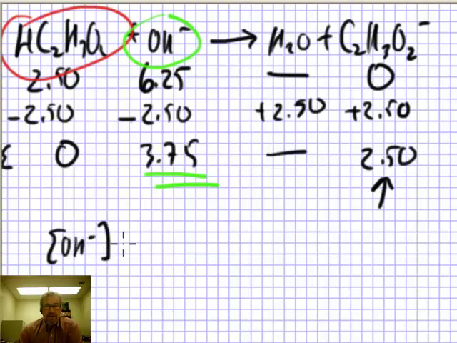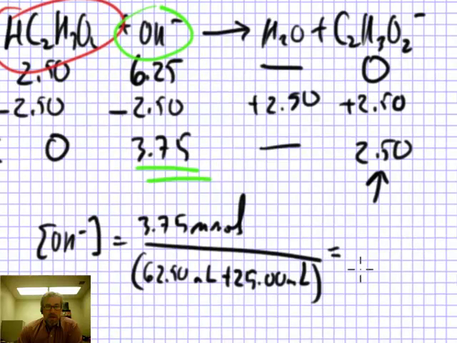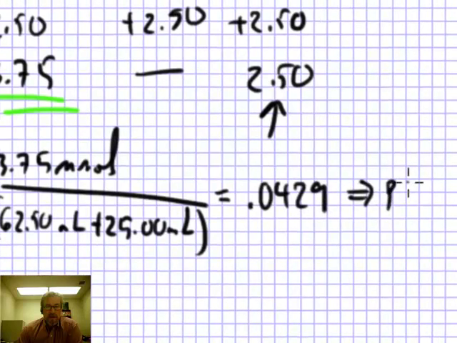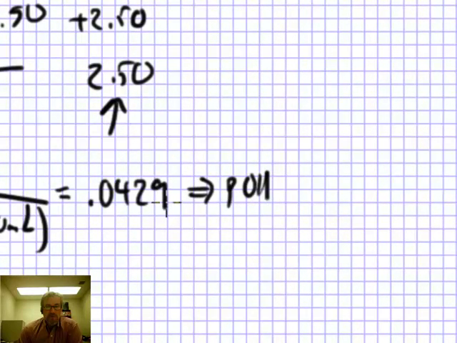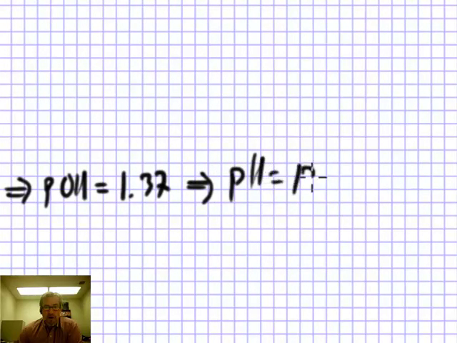So what is our OH minus concentration? Well, we have 3.75 millimoles in 62.50 milliliters plus the original 25 milliliters that were there before the beginning of the titration. This gives us a concentration of 0.0429, which means our pOH, if we take the base 10 logarithm of that number and change the sign, is 1.37. And then if you subtract 1.37 from 14, you get the pH, and the pH is 12.63.